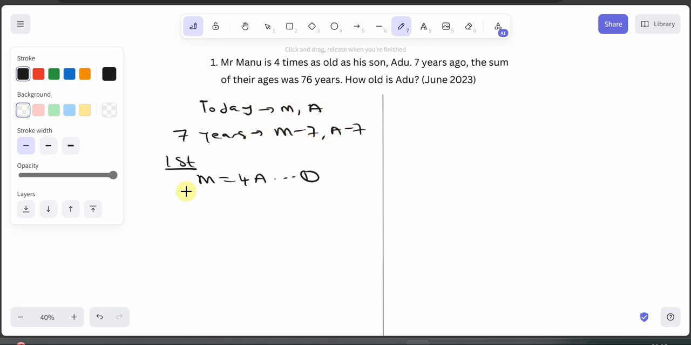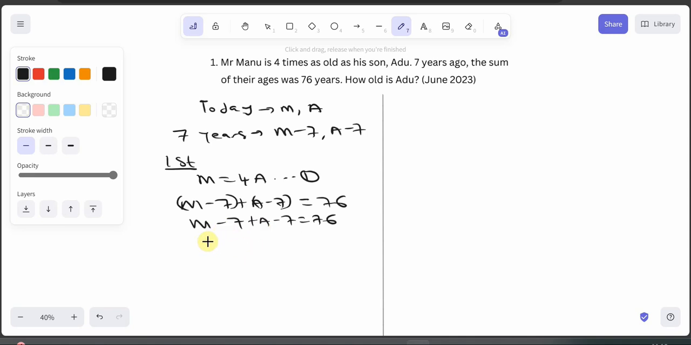So the sum of their ages would be M minus 7 plus A minus 7. I could put it inside brackets so that it doesn't change anything, and it is equal to 76. So I can expand the bracket. It's important I put it inside brackets because if it was the difference, which is minus, you can see that the signs inside there will change by the time I open the bracket. So always try to put it inside brackets so that you are not in any way defaulting.